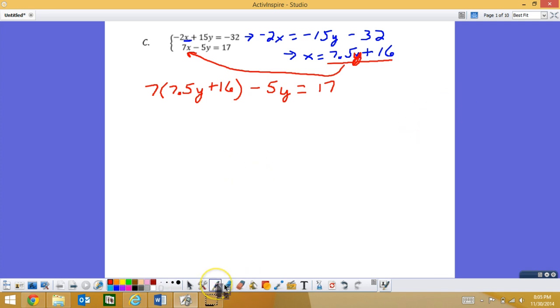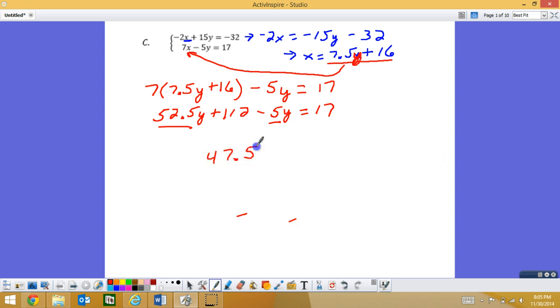So when I solve this for y, I need to distribute the 7 first, and 7 times 7.5 would be 49 plus 3.5, which is 52.5y, plus 7 times 16 would be 70 plus 42, which is 112, minus 5y equals 17.